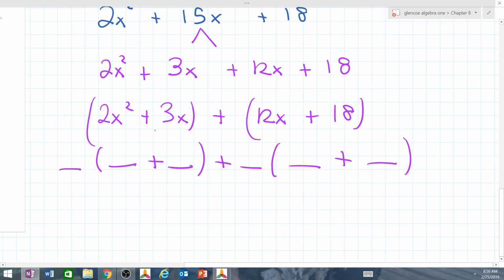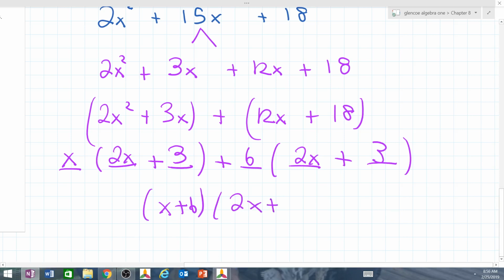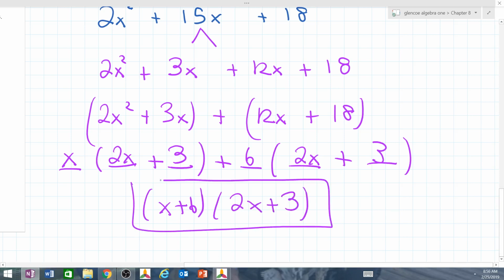2x squared and 3x. What's the only thing they have in common, class? X. X times 2x plus 3. 12x and 18, what do they have in common? 6 times 2x plus 3. Do you all see that there is one factor that repeats? Yes, what's the repeating factor? 2x plus 3. What's my other factor? X plus 6. Who can tell me how to write the final answer, please? Thank you. Outstanding. Good job. Okay? Are you with me?